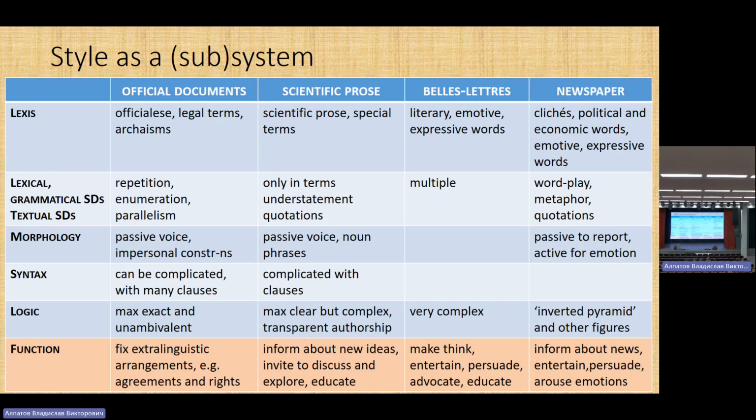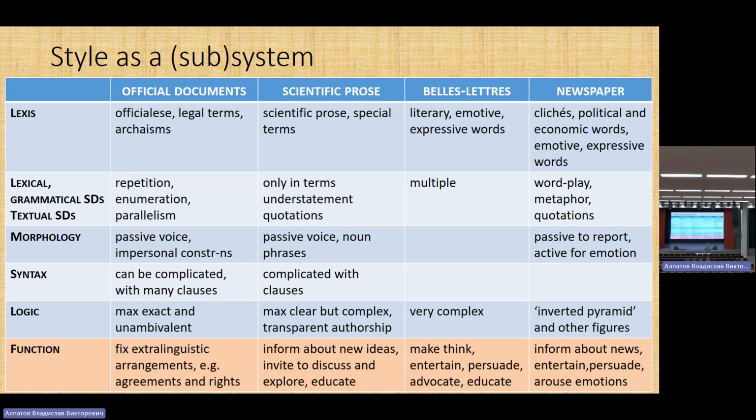Syntax can be very complicated. Not necessarily, but it can be complicated with many clauses. Clauses, придаточные предложения. Logic is usually maximally exact, right? It doesn't mean that it is simple or even clear. That's why it is so difficult to read official documents. It's not transparent. It's very complicated, but it's very exact. So if we want to understand what it means, it will be maximally exact and unambivalent, недвойственные, to avoid any double readings.